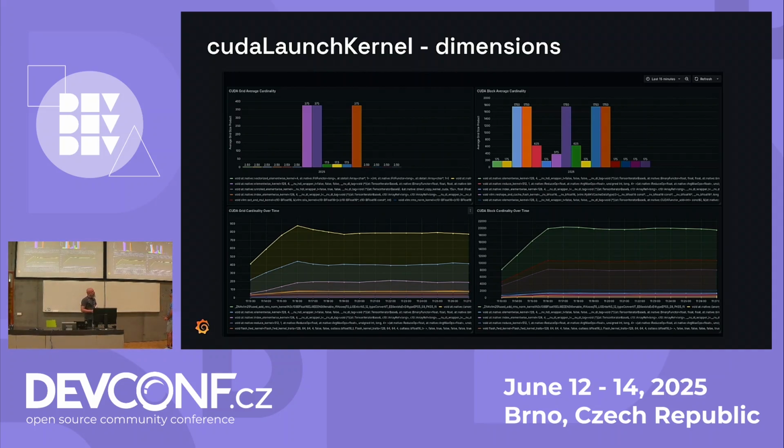So here we have a Grafana dashboard, and in the top panels we can see the average cardinality, and on the bottom we can see how this cardinality grows over time. So with this, basically we can see which kernel functions are doing more computation, because roughly, the more cardinality, the more GPU they are using.